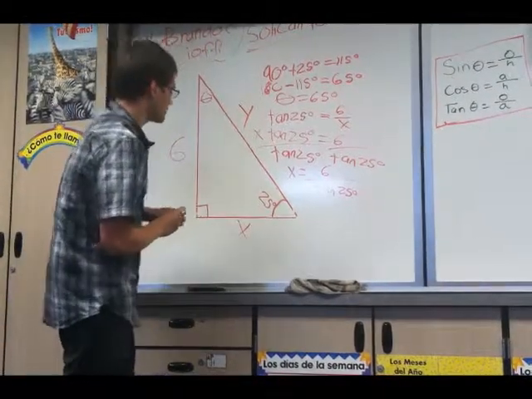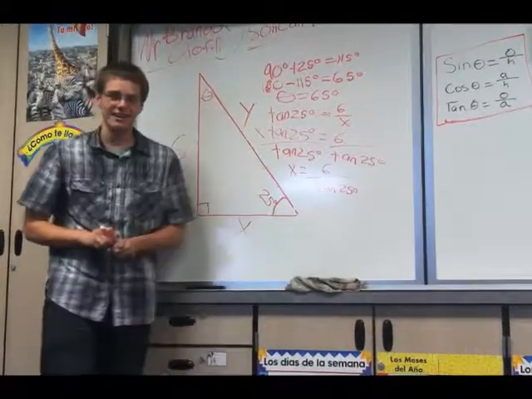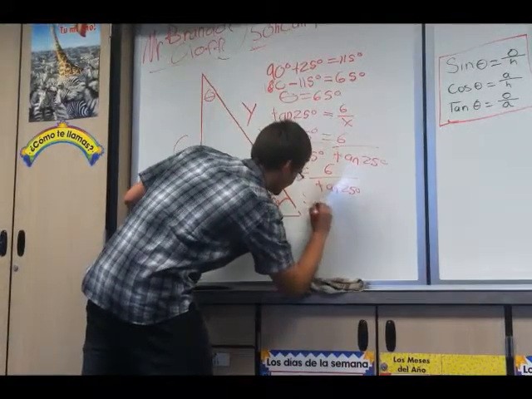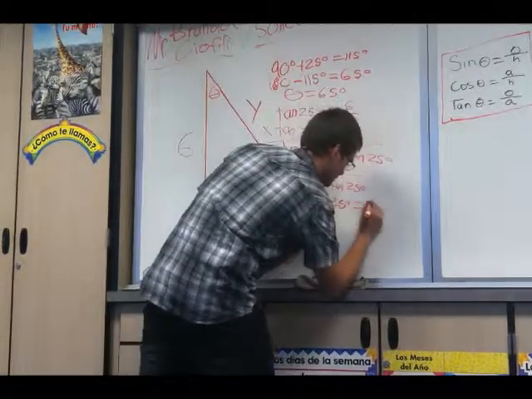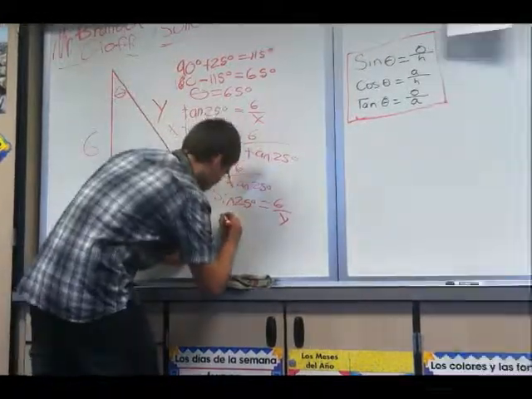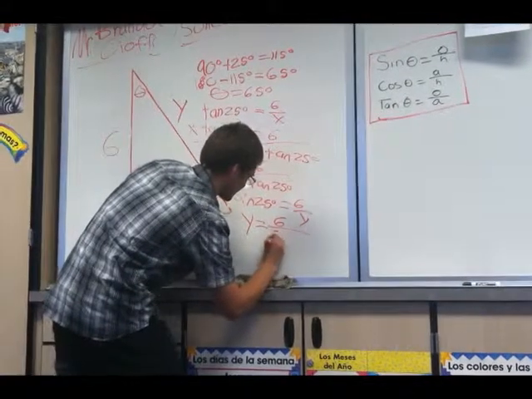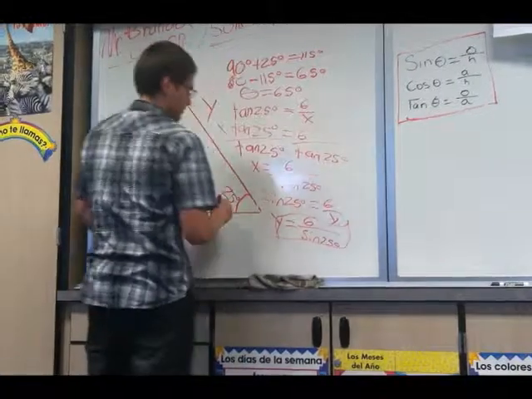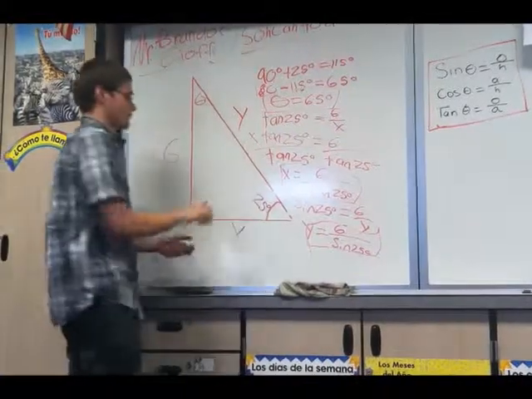And then for y, you can see that it's opposite and the hypotenuse, so that's sine. So you can do the sine of 25 equals 6 over y, and then do exactly what you did here, and then you should get y equals 6 over sine 25 degrees. There you go. There's y, there's x, and there's theta. You have a complete triangle.